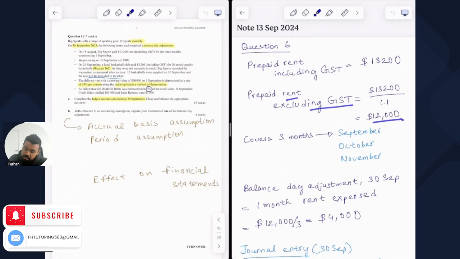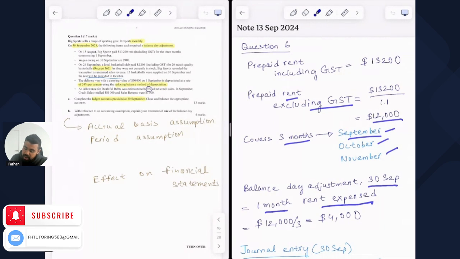So we understand that this prepaid rent covers the 3 months starting 1st September. And the 3 months we're talking about are September, October, and November. We're preparing the balance sheet adjustments at 30 September, given that the business reports on a monthly basis. So from 1 September to 30 September, we have 1 month that has passed, which means the prepaid rent now needs to be expensed by 1 month, right? Because we have consumed the economic benefit that comes with this prepaid rent, and that economic benefit is equal to 1 month of rent expense that we have incurred.